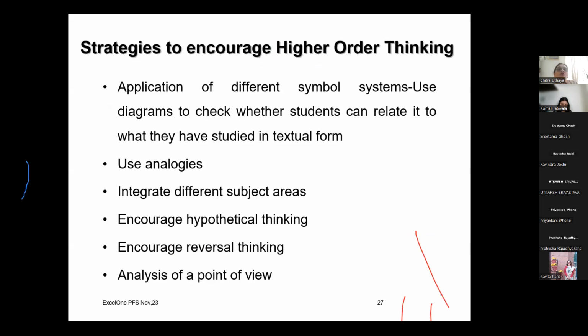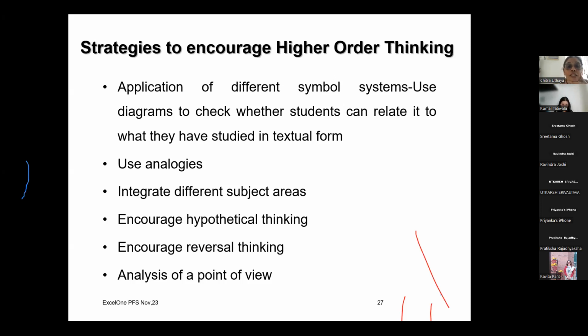So one thing that you can use is application of different symbol systems. Whatever is given in textual form, you can turn it into a diagram and see whether students can answer those questions, or ask students to turn whatever textual form into a diagram. That is one way of doing it. You could use analogies, and I'll show you some examples. You could integrate different subject areas. Very often, teachers work in silos. So if it's a math teacher, it will be confined only to mathematics. The questions will be confined only to mathematics.